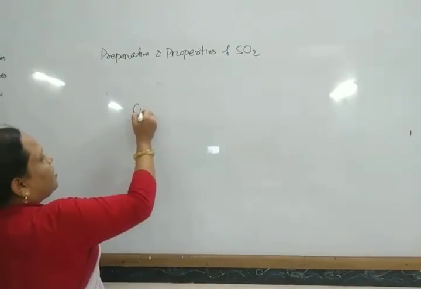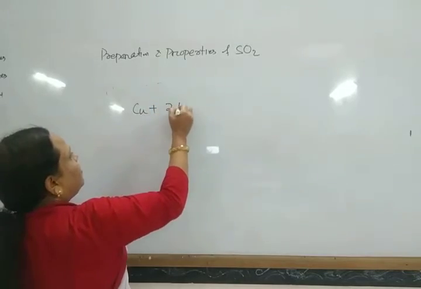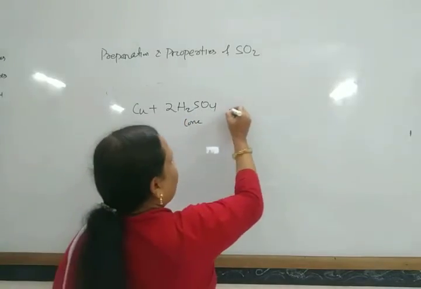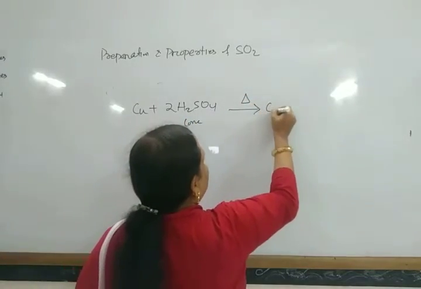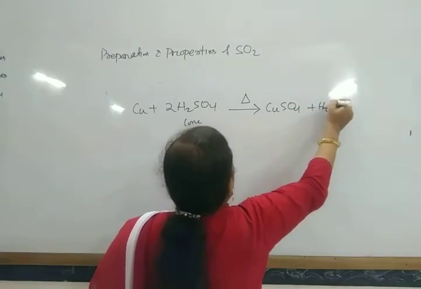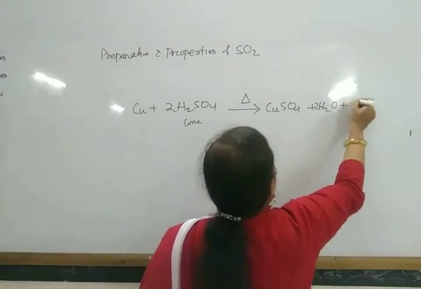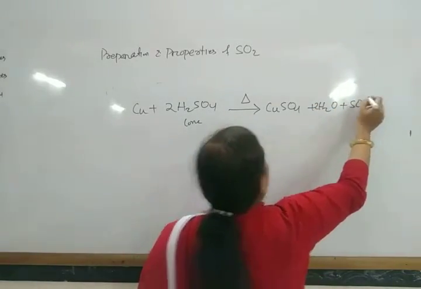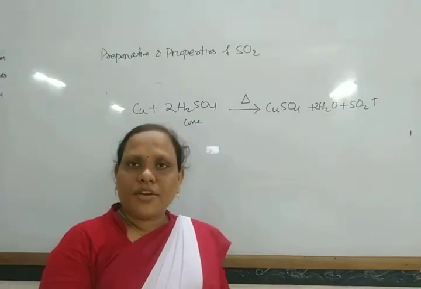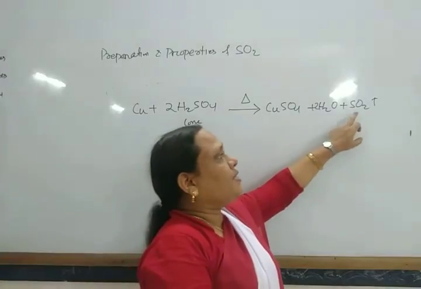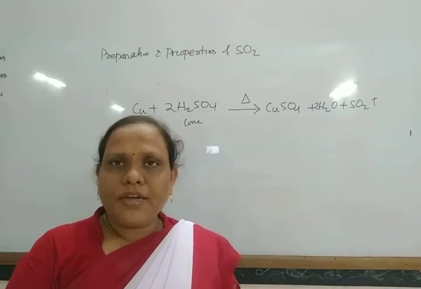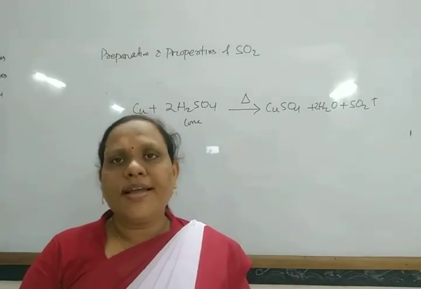So copper plus 2H2SO4, that should be concentrated, on heating gives CuSO4 plus 2H2O plus SO2. In the laboratory, this is prepared by heating copper chips with concentrated sulfuric acid, and generally it is collected by upward displacement of air because it is heavier than air.